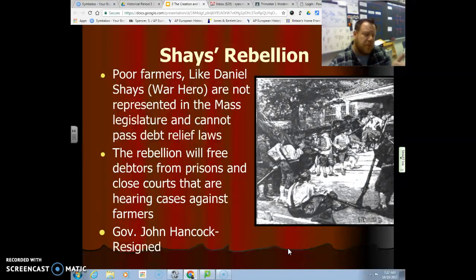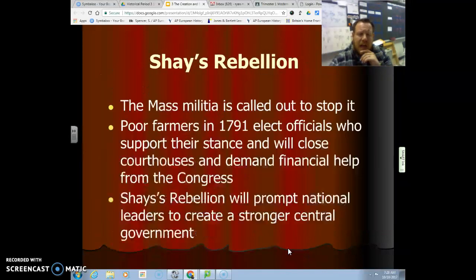And so we have people in Massachusetts in open rebellion, attacking state government buildings right now because of these economic troubles. Well, Massachusetts militias are called to stop it. The poor farmers in 1787, when they elect officials who support their stands, close the courthouses down, and they say, Congress, help us out. Get us help for these people. Unfortunately, Congress has no money either.